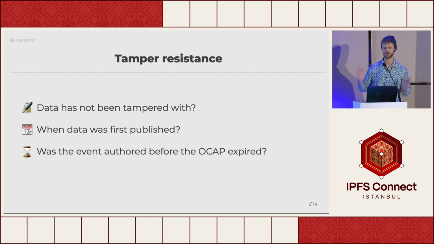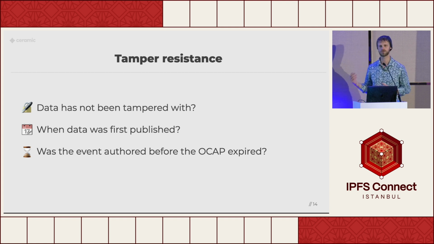But if we have this event log of data, and someone creates two alternative histories, how do we actually know which of those histories is the legit one, or which one was authored first? And here we can see that we actually want to know when this data was published.